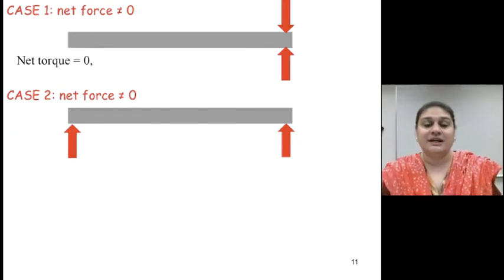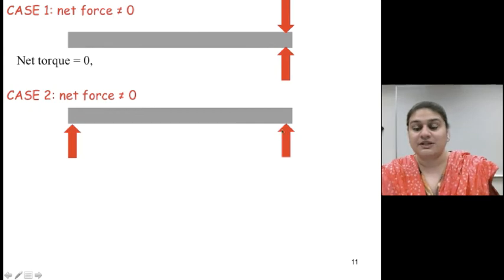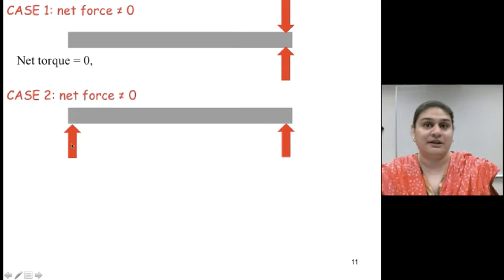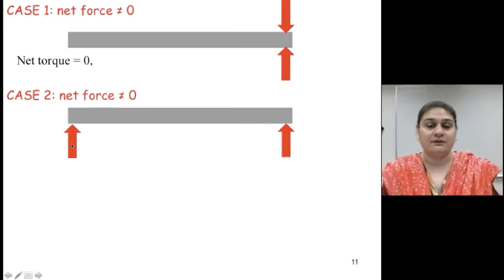So now the next case is where net force is not equal to 0. In this case, one force is being applied this way and the other force is being applied the other way. Now note very carefully, if these bars were allowed to move, they will move up and down. However, they will not rotate.